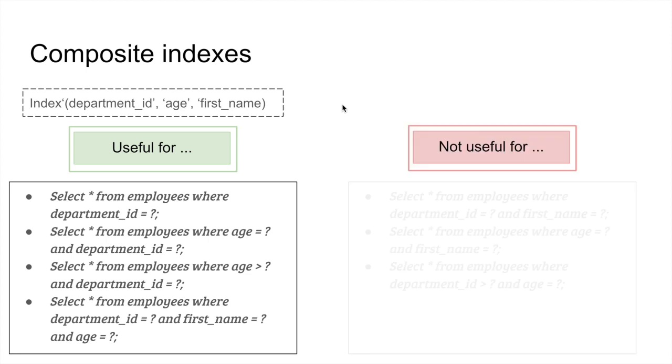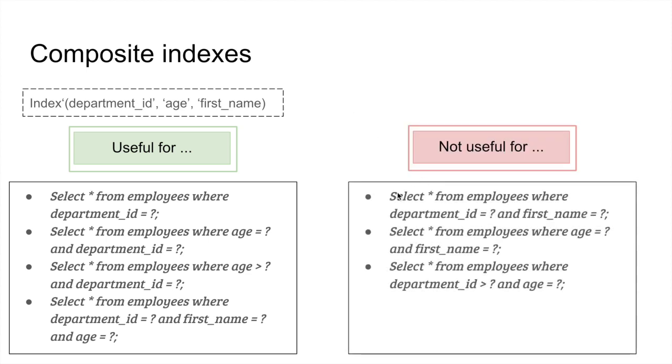Let's have a look at some queries where this index is not that useful or might not even be usable at all. In the first query, we have a search condition on the department ID column and on the first name column, but not on the age column, and that is why this index is not that useful for this query. During lookup, it will only be able to use the department ID to go through the index tree, and later on it will have to use the first name as an index filter predicate.